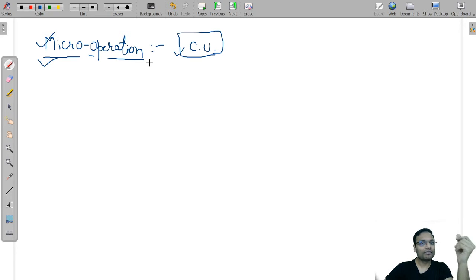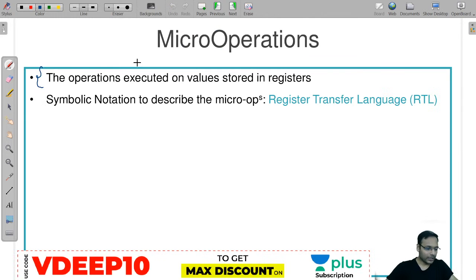Now the technical definition says what? If the CPU is performing some operation, from where will the CPU get the values to perform the operation? Those values are stored in the CPU's registers, of course. So here is the technical definition: the operations executed on the values stored in the registers are known as micro operations. But remember, a micro operation is the smallest step which the CPU performs.